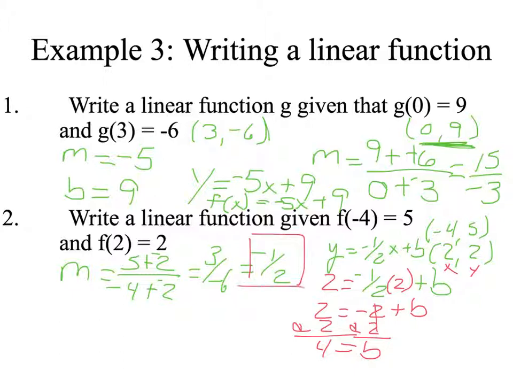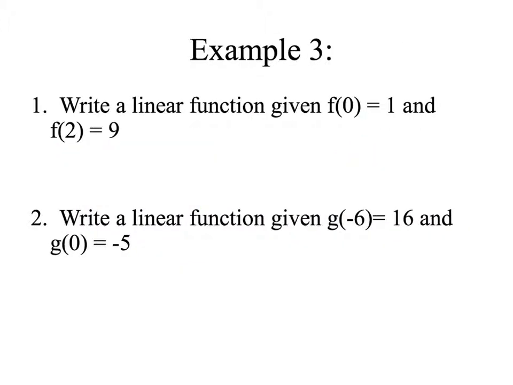So I have my slope, I have my b value. Remember that instead of y, we're going to write it as f of x. So f of x equals negative 1/2 x plus 4. Two of these for you to try. See what you can come up with. Go ahead and pause it.